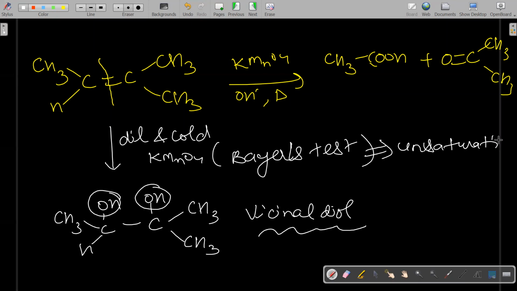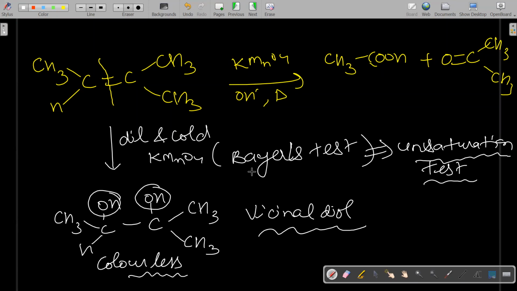Well, all of you know what is the color of KMnO4? Purple color. And when this purple color, or we can say pink color, is added to any alkene, it gets decolorized. So this purple color becomes colorless. Okay. So this shows that this given compound is what? Unsaturated compound. And this is called Bayer's test. Okay.